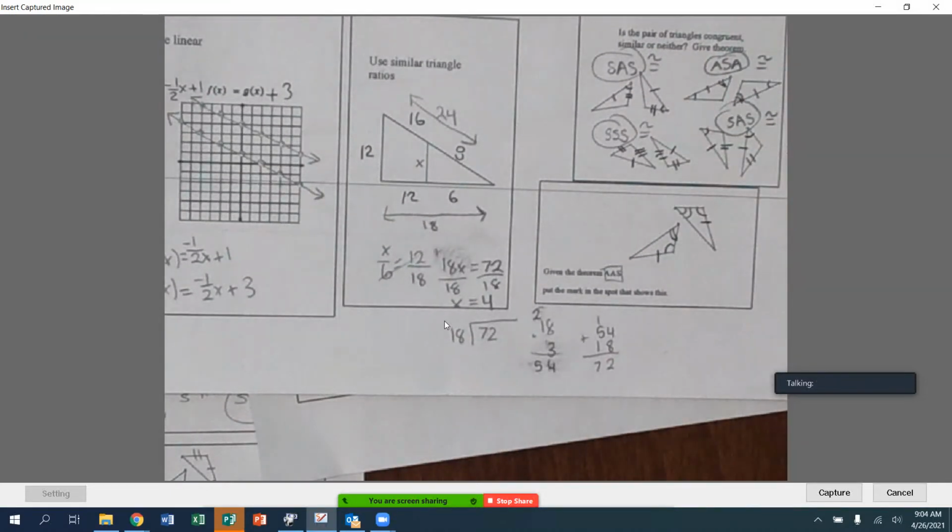All right, Catalina, can you talk about your ratio one right here? Alright, so I did x over 6, and then I did 12, which is the large side, and then 18. Then I did the cross multiplying, which I got 18x equals 72. Then I divided it by 18 and I got x equals 4. Because you're smart, is there another ratio I could have used to get that same answer?